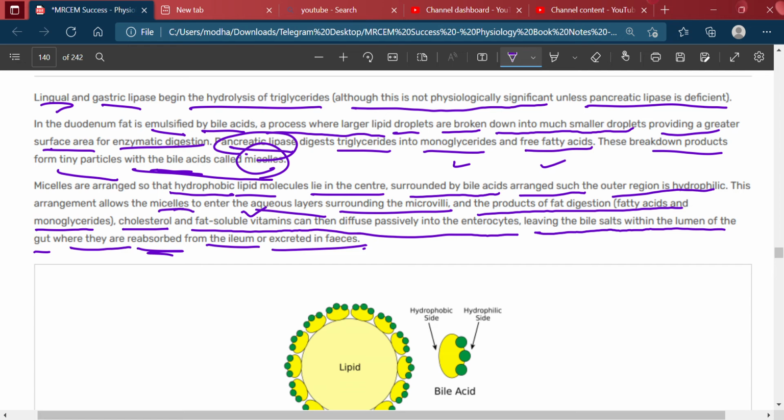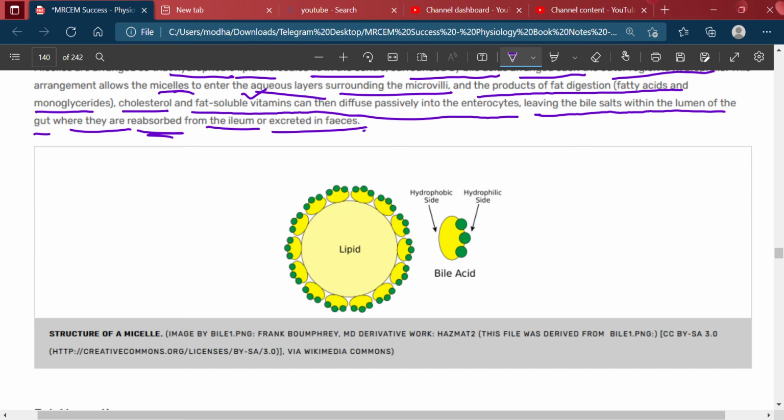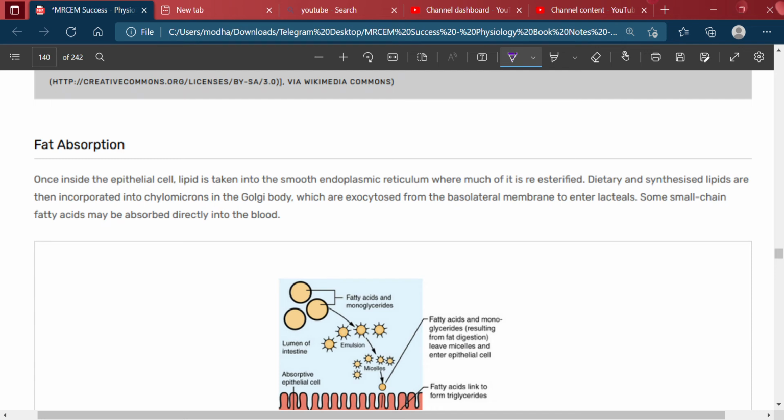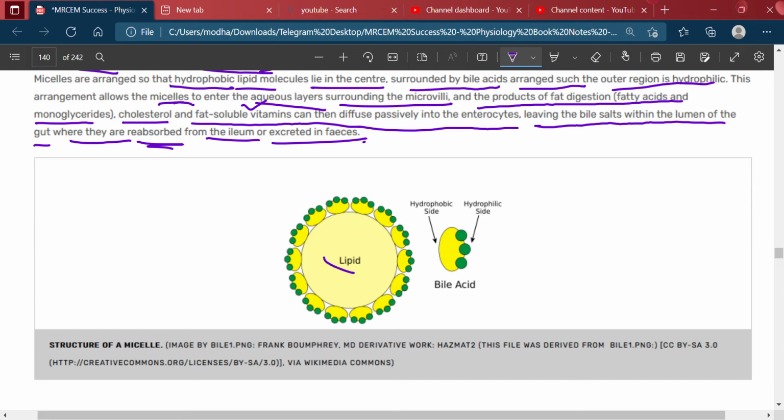So this arrangement of the micelle allows it to enter the aqueous layer surrounding the microvilli, and the products of fat digestion, cholesterol and the fat-soluble vitamins can then diffuse passively into the enterocytes, leaving the bile salts within the lumen, which may be reabsorbed from the ileum or excreted into the feces. So what is this? This is the lipid, this is the hydrophobic site, and this is the hydrophilic site.